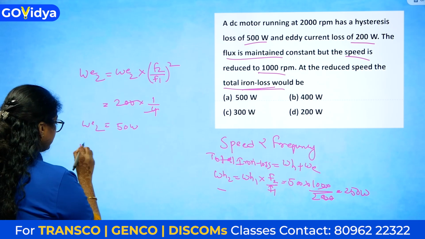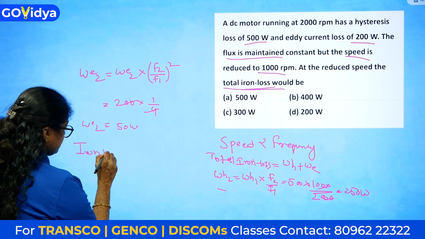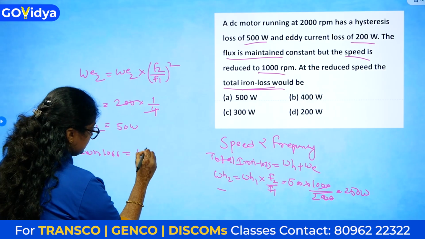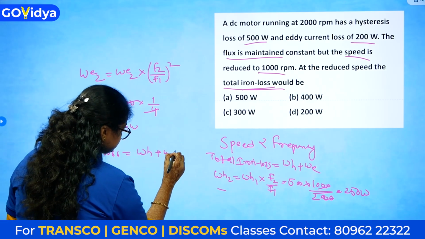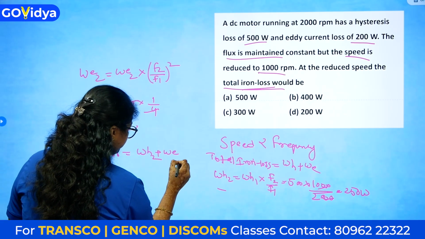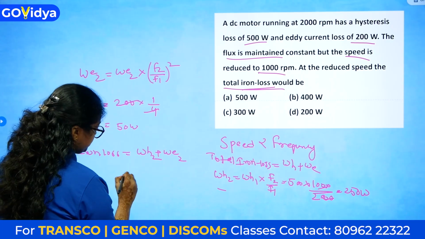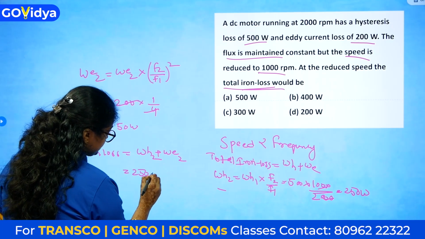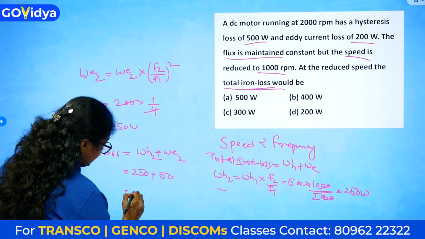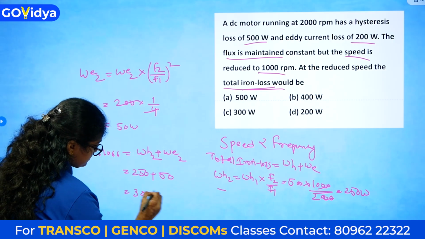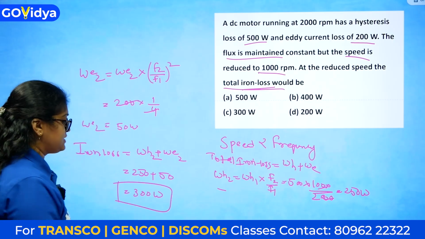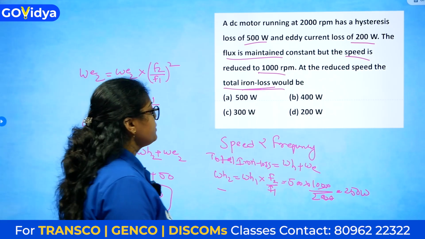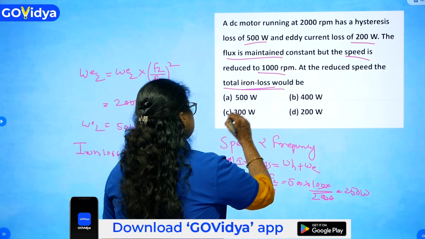So we have to find the total iron loss. This is nothing but WH plus WE, that is WH2 plus WE2. That is 250 watts plus 50 watts. We will get around 300 watts. So the total iron loss is 300 watts. So the option C matches.